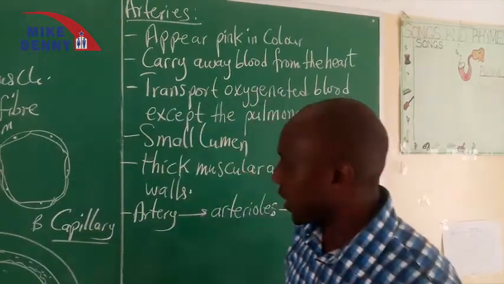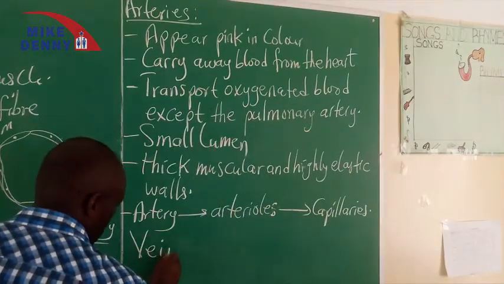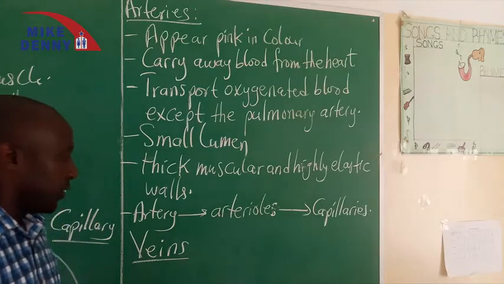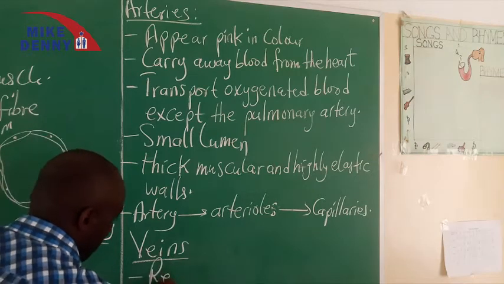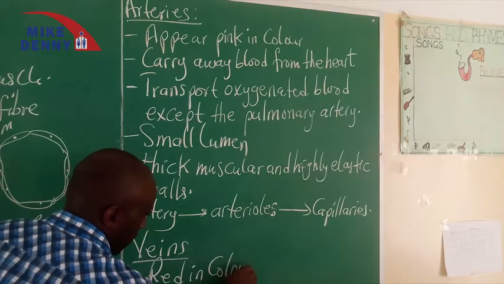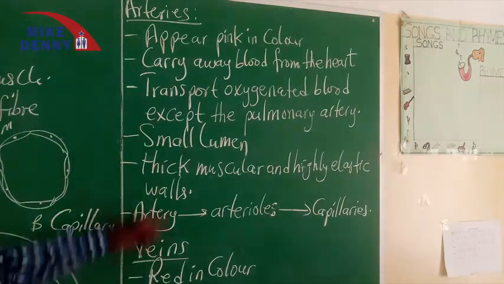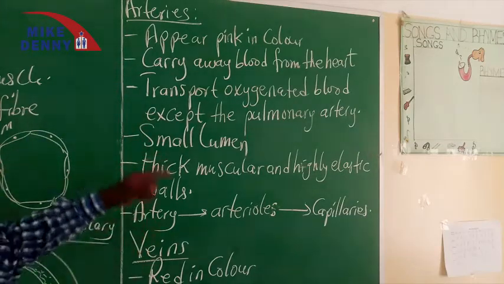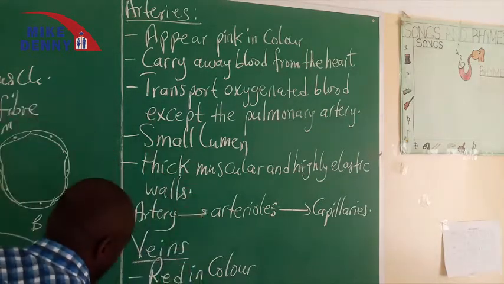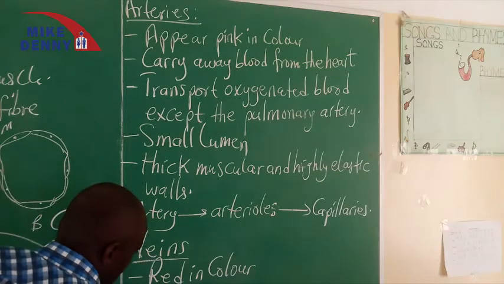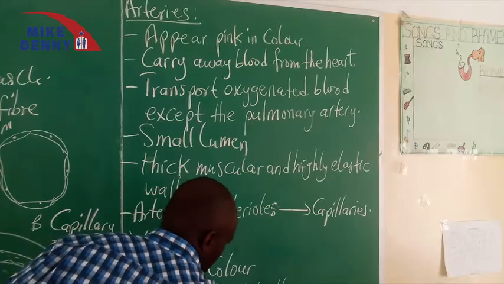Then we look at vein. What are veins? The veins appear red in color. So we can start taking note of the differences from what we are having here. Red in color. Then carry blood to the heart.